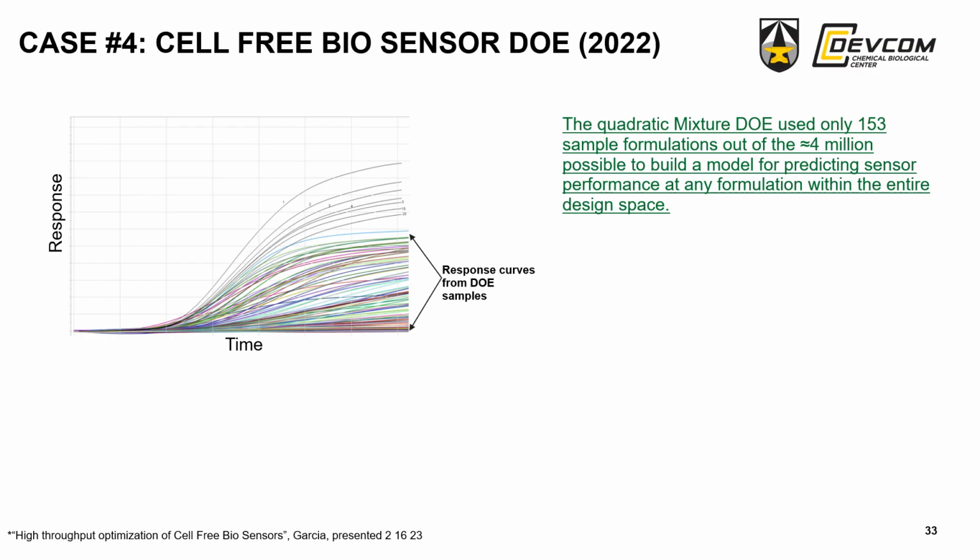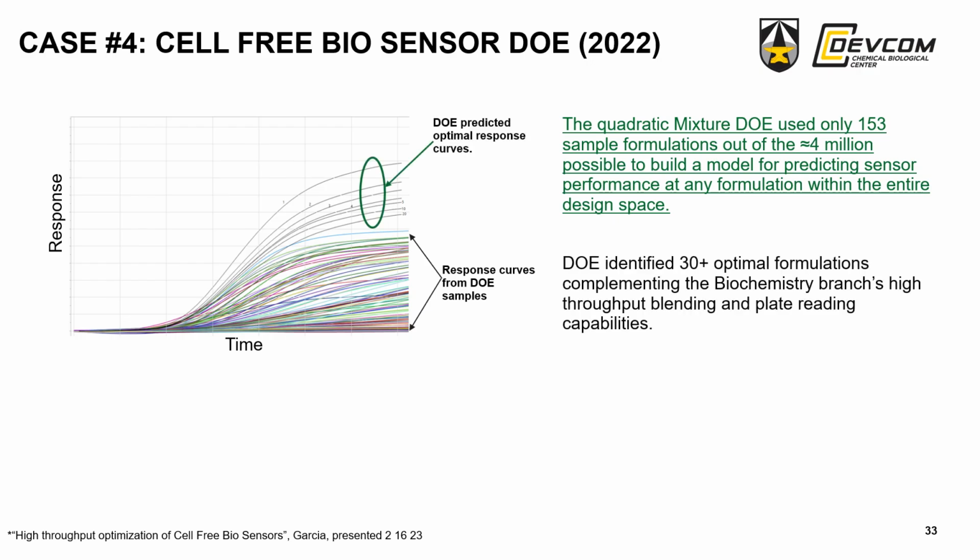They said, hey, that's pretty good. But I said, wait, that's not all. The model is predicting that we can get these curves up here if we go to these specific formulations. So I gave them a list of 30.